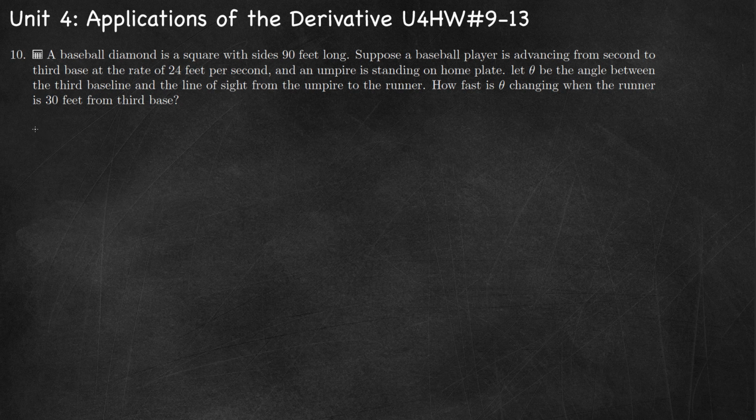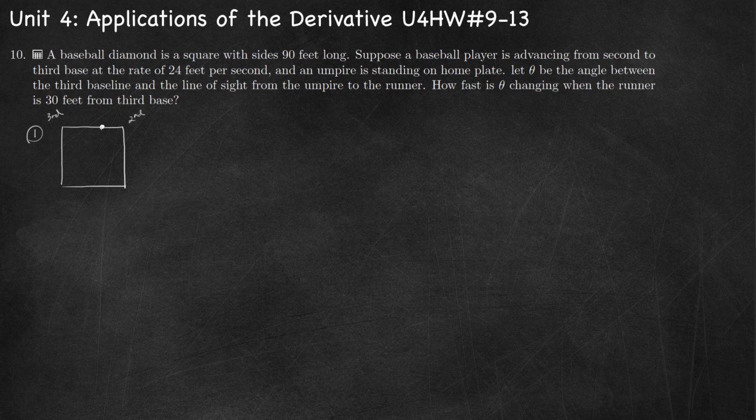So step 1, we're going to draw a sketch and label our constant values, label our unknown values. So we have a baseball diamond. I'm going to draw that as a square. Each of these sides are 90 feet, so I'll label that in a moment. We also know that the baseball player is running from second to third base. So second base is this corner up here. Third base is this corner over here. And so our runner is somewhere in between second and third. I'm just going to arbitrarily place him right here, just for a point of reference.